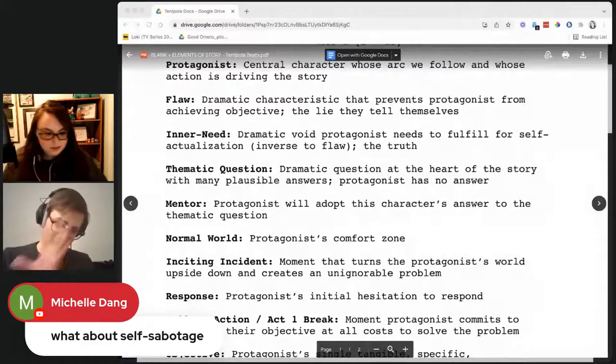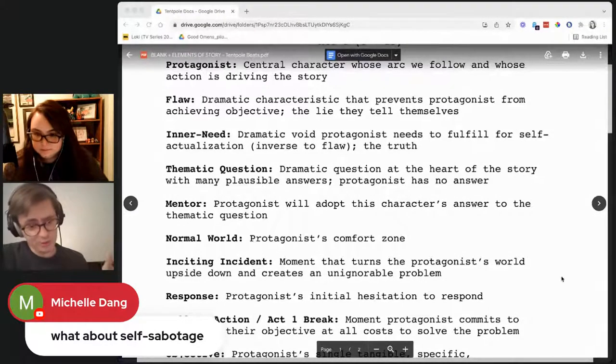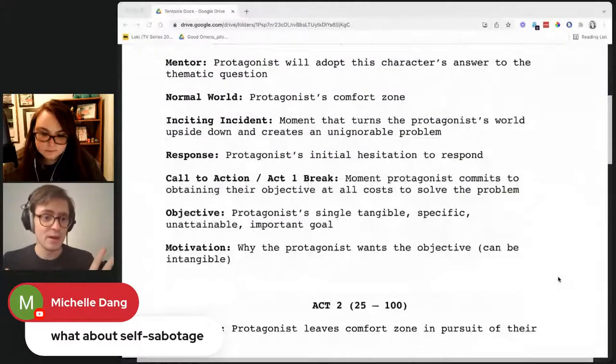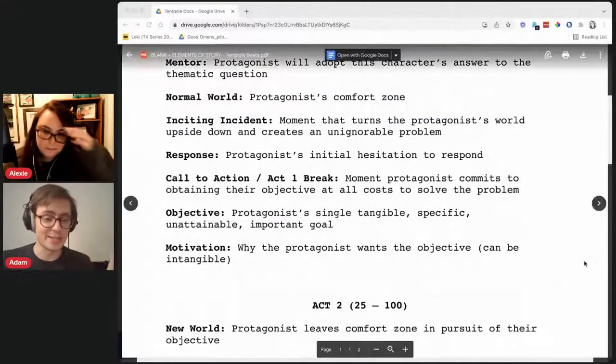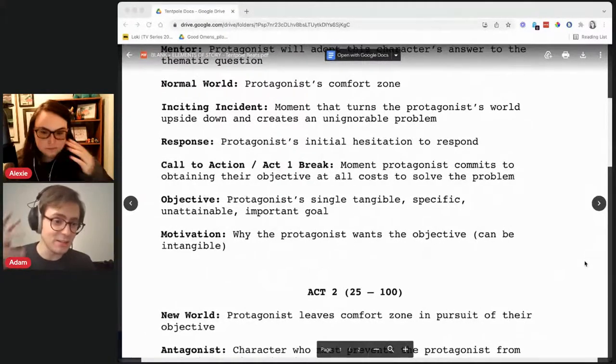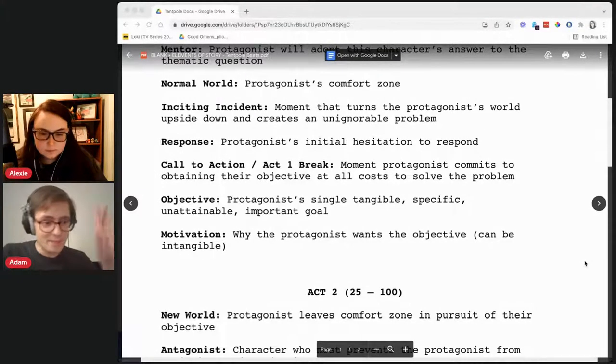Just to get into act two, I think everybody's pretty familiar with normal world, inciting incident, and call to action. So I'm just going to go over normal world and inciting incident. Normal world is the status quo of the protagonist. The inciting incident is the single event that disrupts their status quo. So we meet them, we start to care about them. Oh my God, something shakes things up.